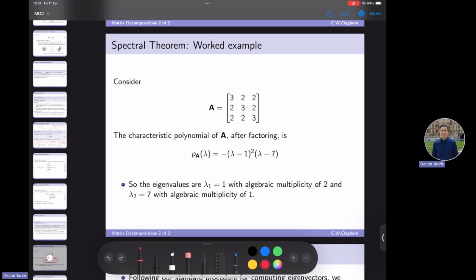Well, it's a great one. Let's see, as 1. Okay, cool. Why? Because 7 only appears as 1. Correct. What is the algebraic multiplicity of 1? Correct. Why? Because it's squared, right?